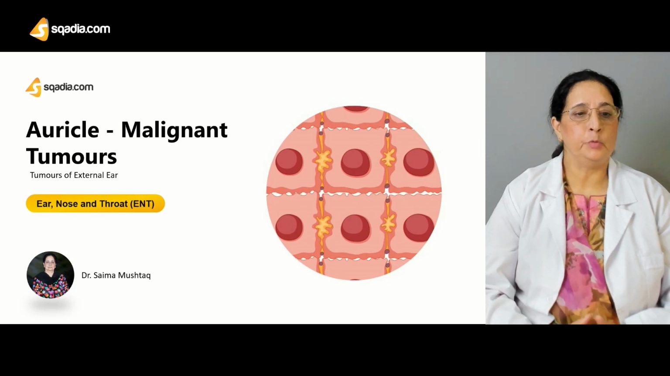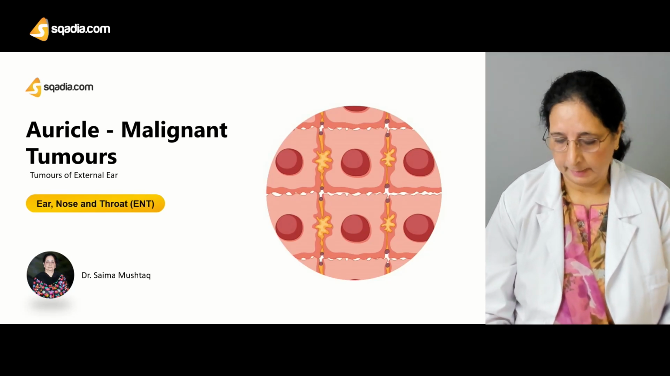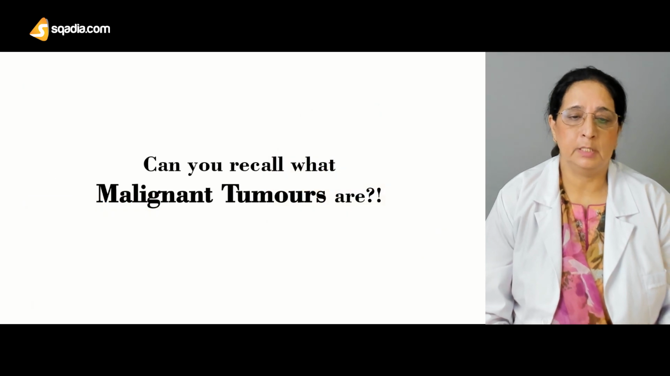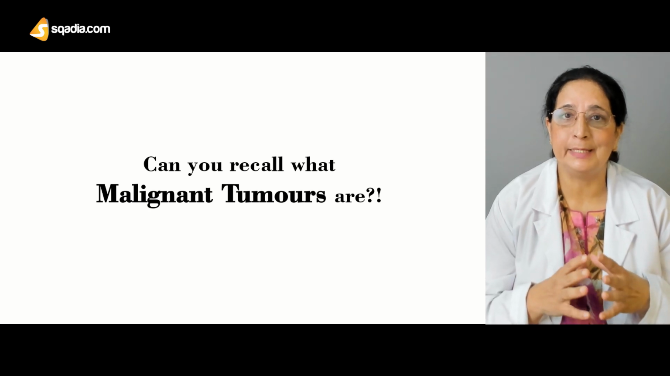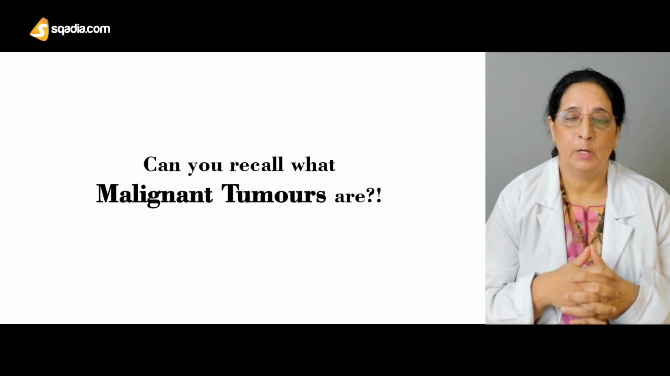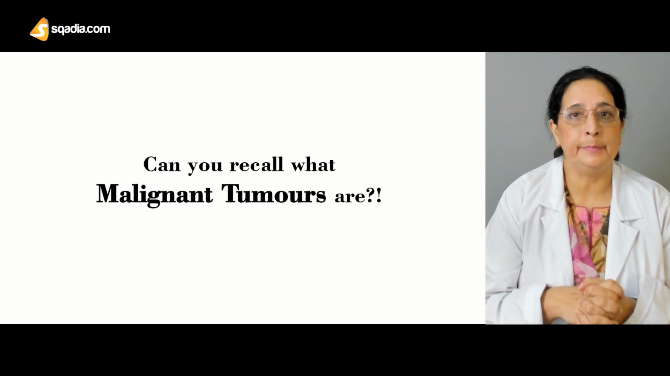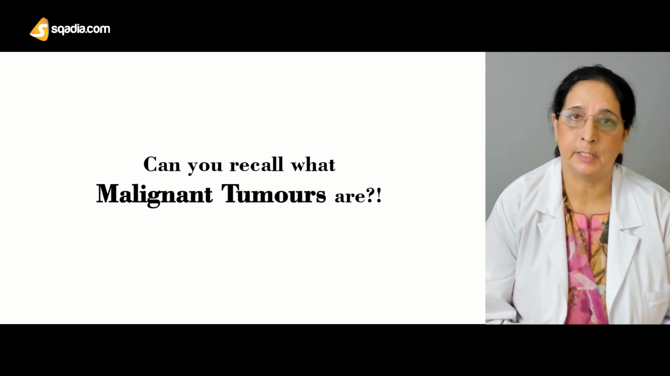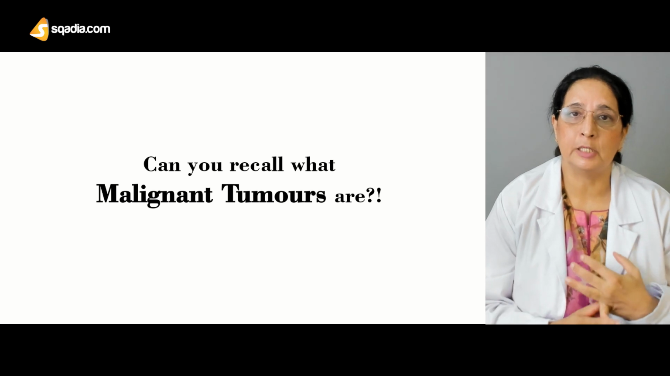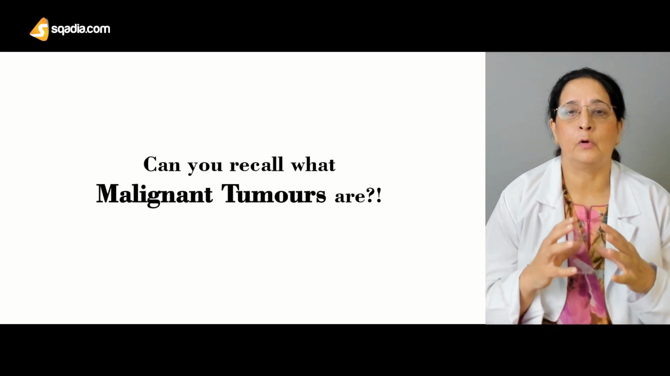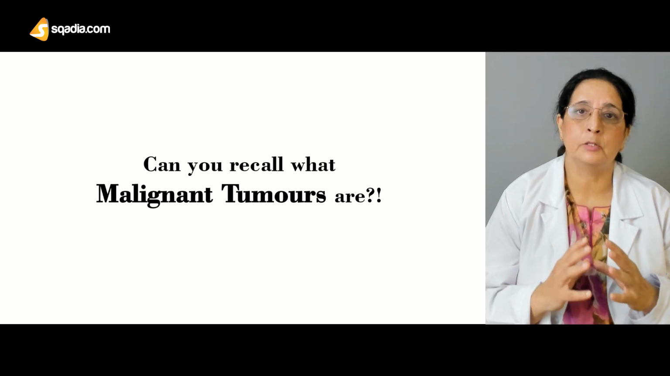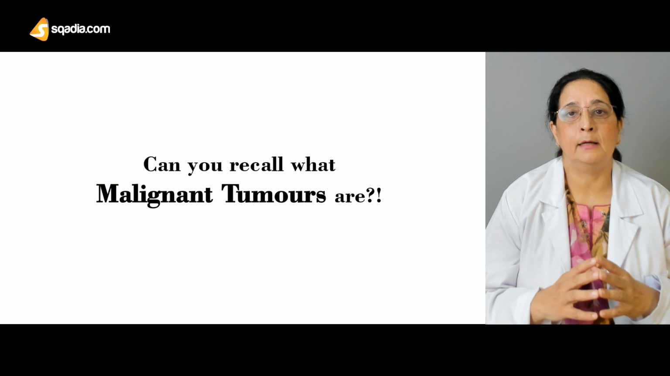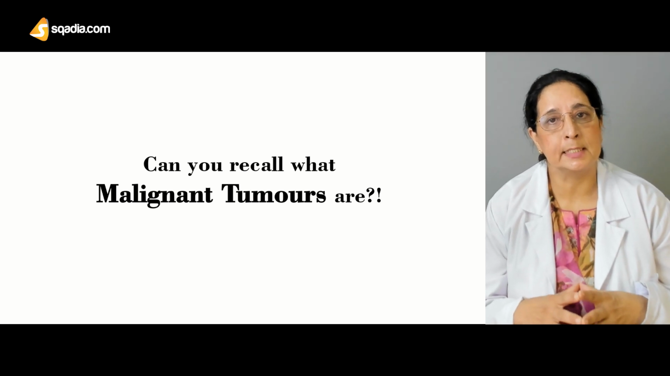Now the malignant tumors of the auricle. Before we talk about the malignant tumors, let's see if you recall what I said about benign and malignant tumors. What's the difference between benign and malignant tumors? Benign tumors are more or less localized, non-cancerous, non-malignant, and they do not spread to distant sites.